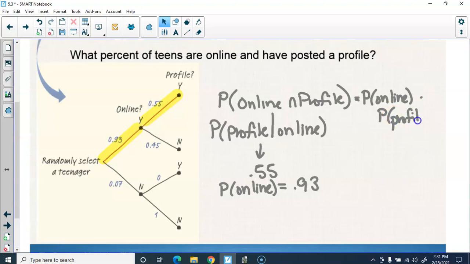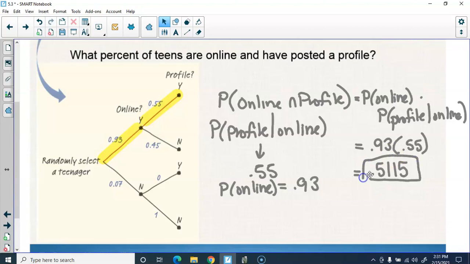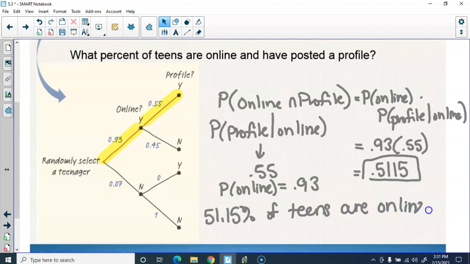Okay, so now we piece all these things together. Probability of online is 0.93. Probability of profile given online is 0.55. You don't have to write this quite so officially. If you have a tree, you can just do 0.93 times 0.55, and we get 0.5115. So our summary here is 51.15% of teens are online and have posted a profile.